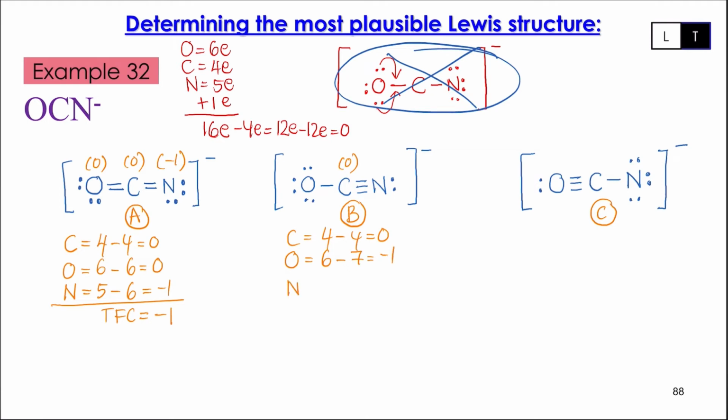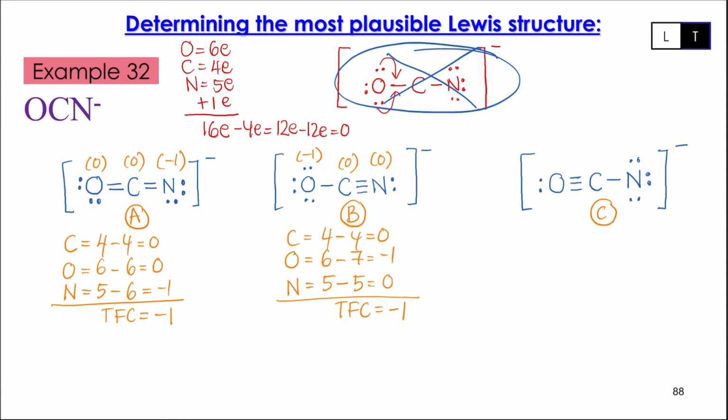And then nitrogen, saya ada 5 minus with 3 lines and 2 dots, so maknanya 5. So 0. And then jangan lupa oxygen negative 1 and nitrogen 0. Label terus. And the total formal charge for this structure B equals to negative 1. So saya masih lagi dapat charge yang saya patut dapat.